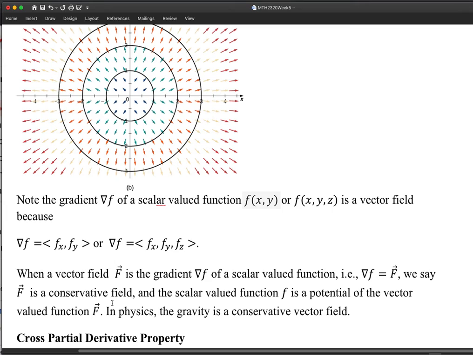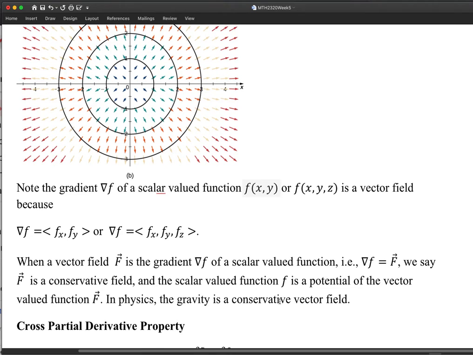And also, if you wonder how we consider a vector field as conservative or not, the conservative concept really comes from physics. It is about energy conservation. So accordingly, gravity is a conservative vector field. And then still, mostly we focus on the mathematical part, the mathematical discussion.